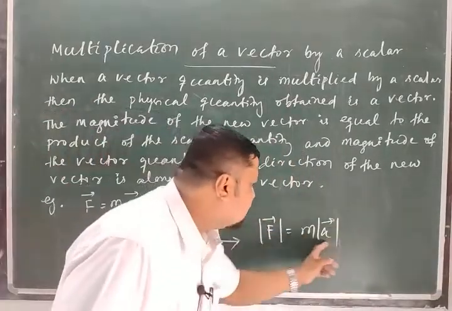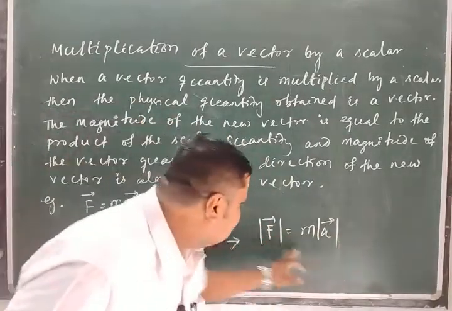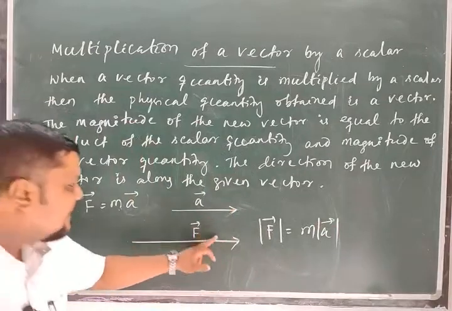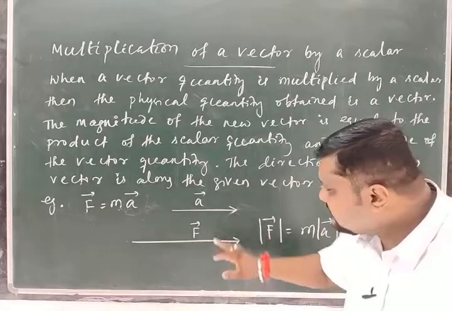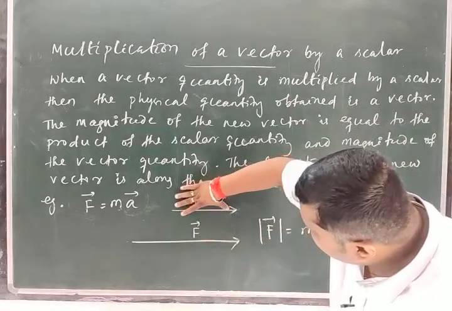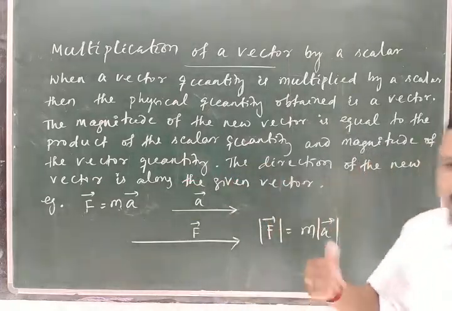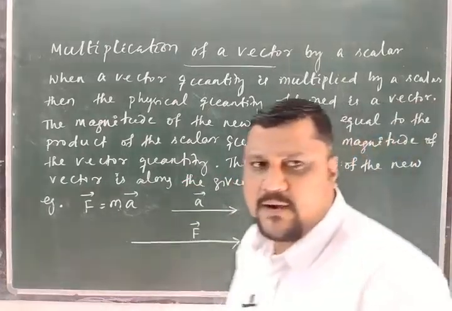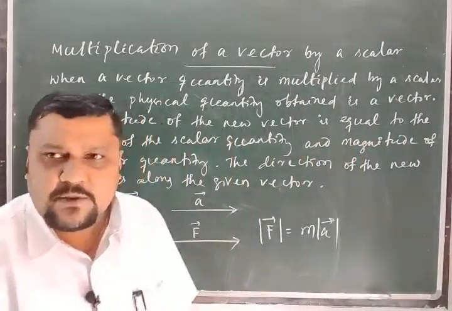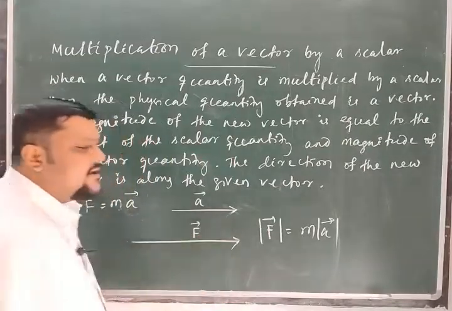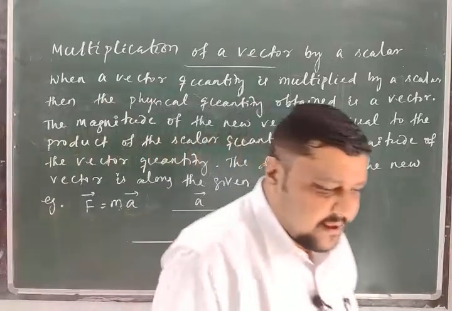You already know how to write the magnitude, by the modulus. So this is the magnitude of this force, and what is its direction? Its direction is the same as the direction of A. Here, the length of this vector A represents the magnitude. Here the length is increased because m has some finite value like 1, 2, 5. If it is half, or 0.2 or 0.1, the magnitude will decrease. So this is the multiplication of a vector by a scalar.